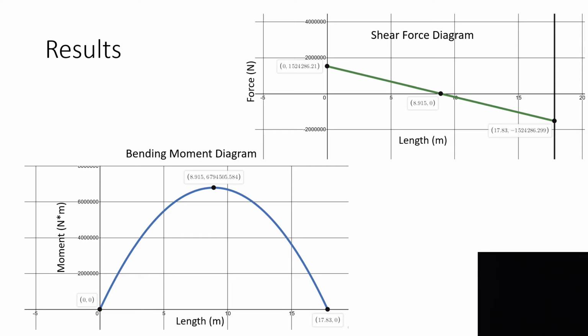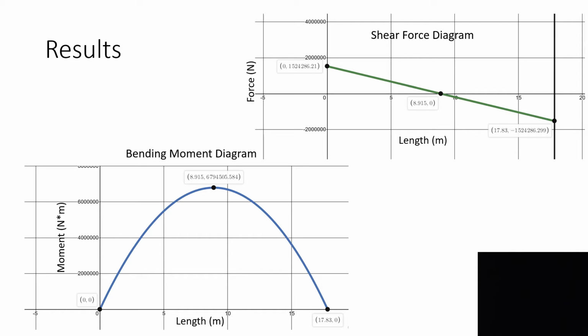To the top right, you see the shear force diagram with force on the y-axis in newtons and length on the x-axis in meters. It starts off with 1.5 meganewtons and it decreases to negative 1.5 meganewtons linearly across the bridge. In the center, the shear force is 0.